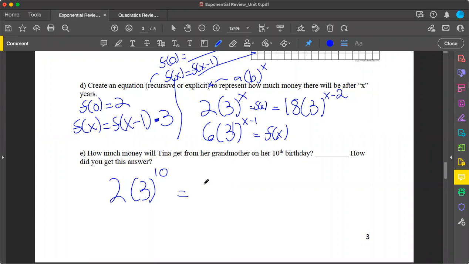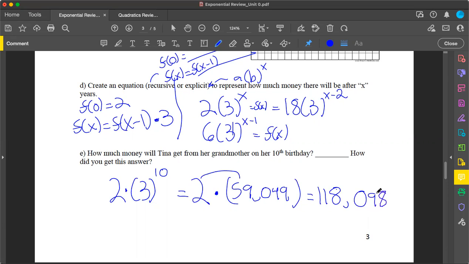So I bet some of you are probably going to type in 6 to the 10th power, which is a little absurd because you're really taking 2 increments of 3 to the 10th. And 3 to the 10th is just 59,049. And you start to be a little envious of Tina at this point because her grandmother's really stacking the cards in her favor with this deal. And then if you do 2 times that, Tina is going to walk away with 118,098 cents on her 10th birthday.